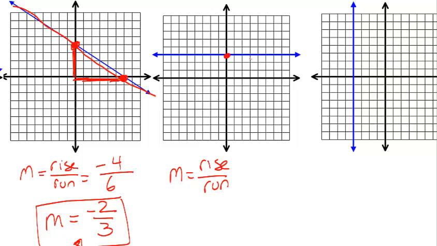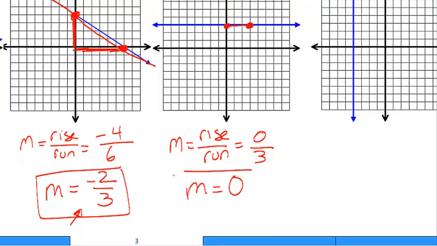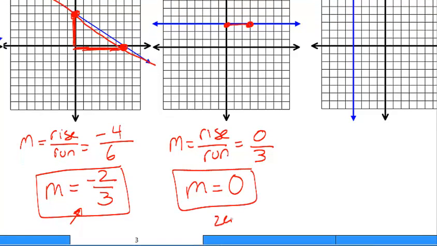So if I still pick 2 points here, how far did you rise to get from one point to the next? Well, I rose nothing, 0, and I ran 1, 2, 3. So when you reduce that, you still get 0. So either memorize that it's a 0 slope and then just be done with it, or if you rise and run, you're still going to get 0.